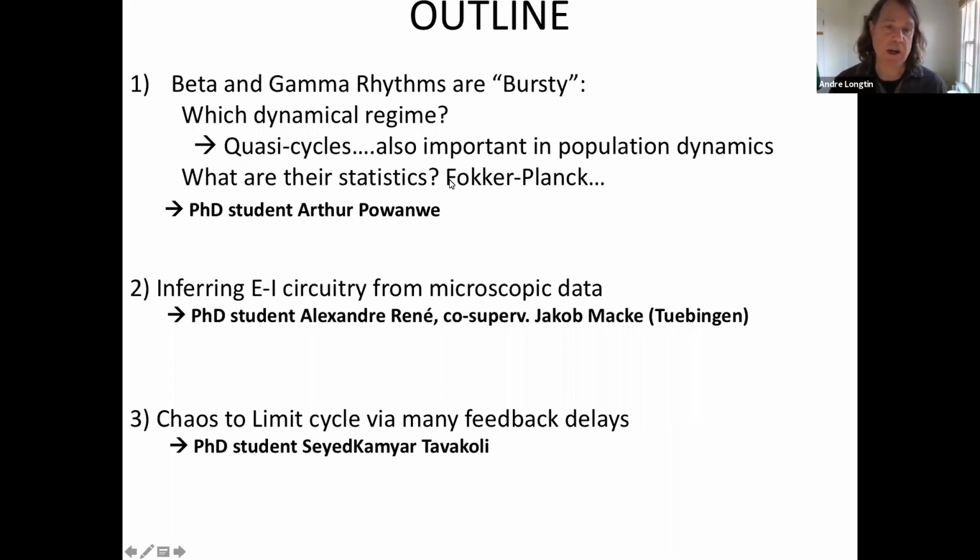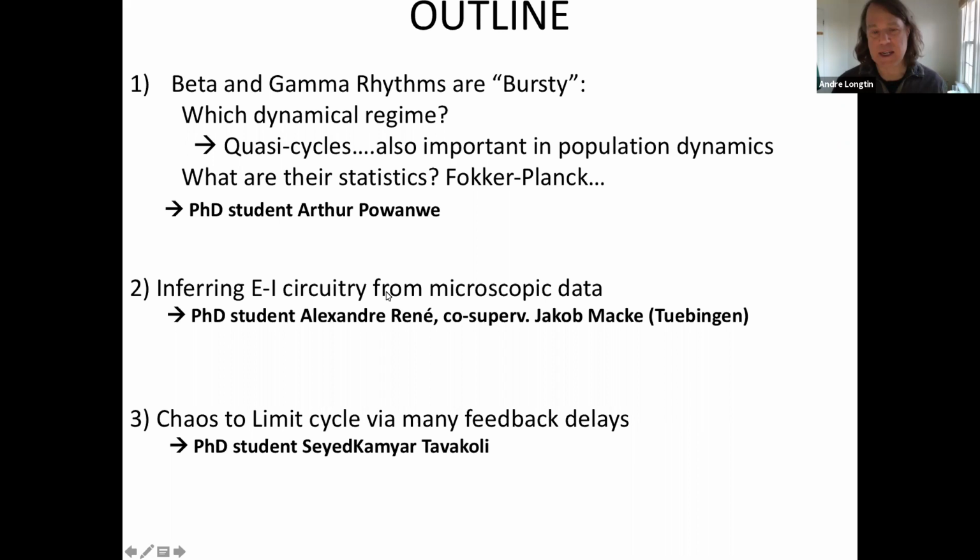So there'll be some talk of the statistics of these rhythms and approaches to characterize them. And this is work done mainly by my PhD student, Arthur Owanwe. This is predicated on having an idea what the circuit is in the first place, which is not always the case. You know, and in fact, it's rarely the case.